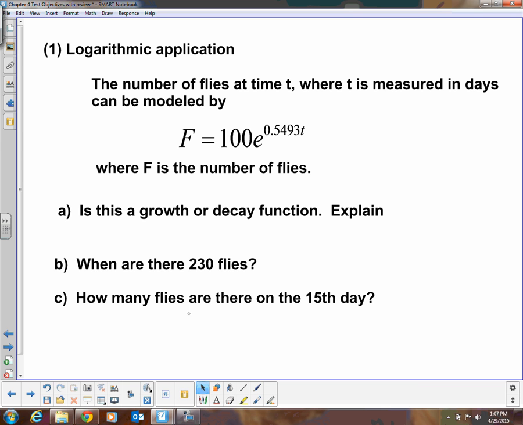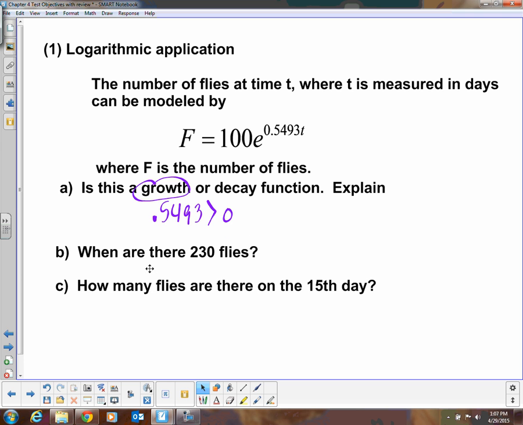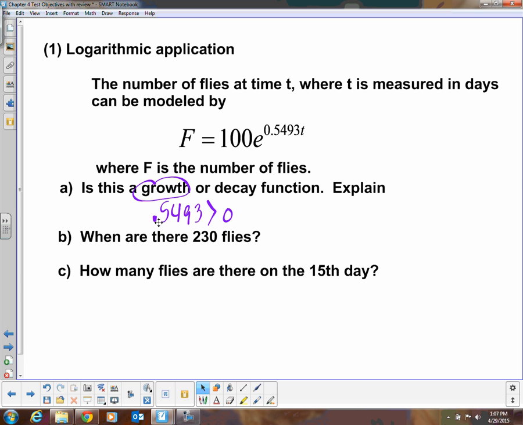First question, and this should be an easy question: is this growth or is this decay? How do you know? Because 0.5493 is what? Positive, okay? So that is growth. Now, I can't separate those, so this is B.